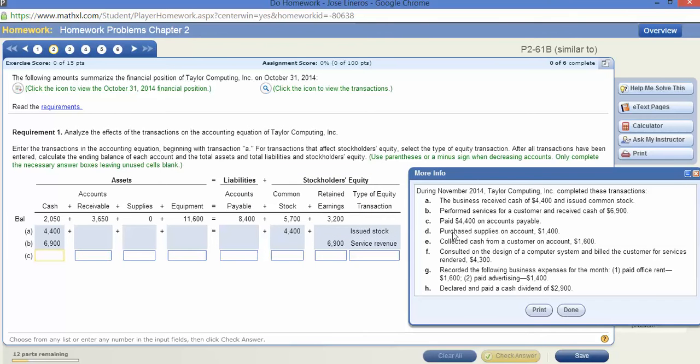Let's go to the next one, C, paid 4,400 on accounts payable. Well, obviously, if we pay, cash is going to drop. That's a negative 4,400. But correspondingly, accounts payable is going to drop as well. In other words, we will not owe as much.